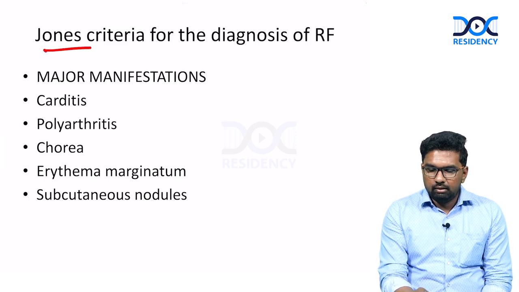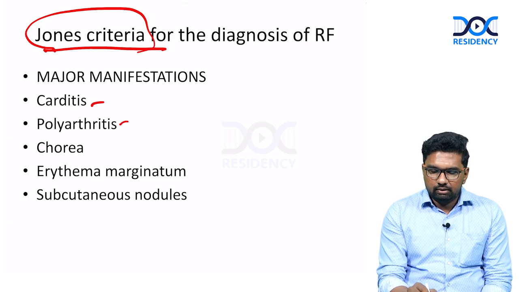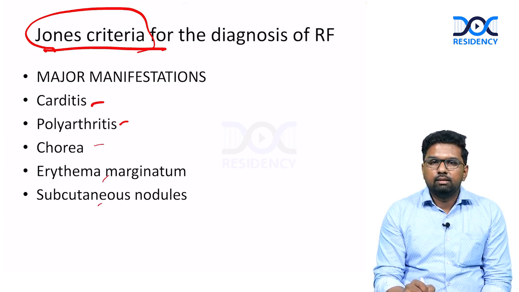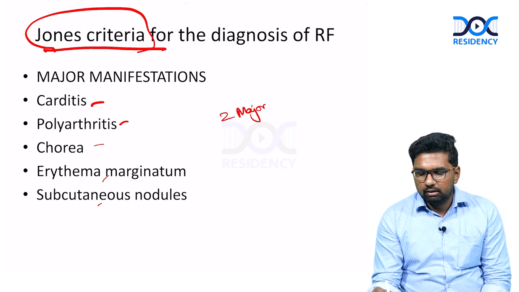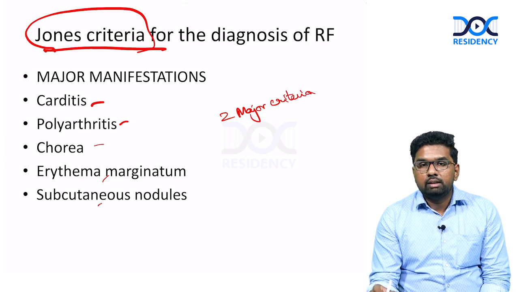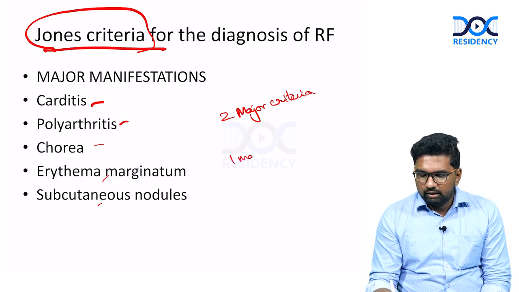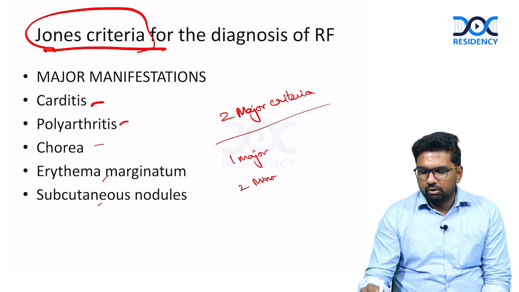So, these are the Jones criteria. These are the factors which are used to diagnose rheumatic fever. If two major criteria are present, the patient is diagnosed to have rheumatic fever, or one major criterion with two minor criteria, either or.